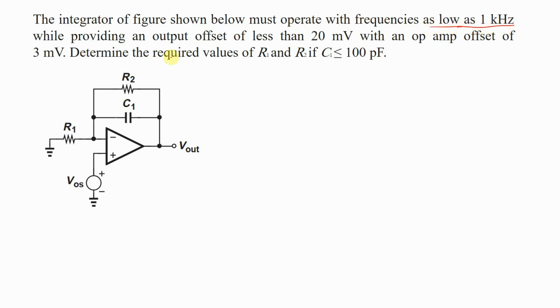So first of all, what does that mean? Operate at frequencies as low as 1 kilohertz. This means that the first pole, which is created by this capacitor and this resistor, must be placed much lower than 1 kilohertz. So 1 divided by R2C1, which is the pole created by this resistor and capacitor in this circuit, must be less than the omega of this 1 kilohertz.